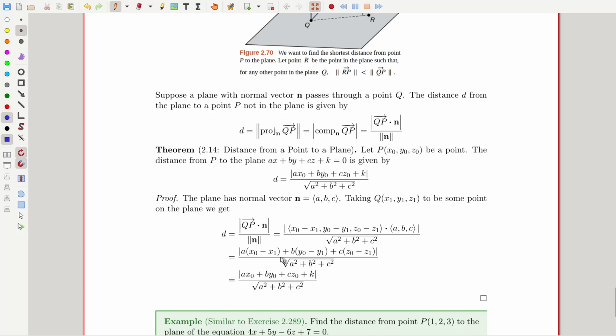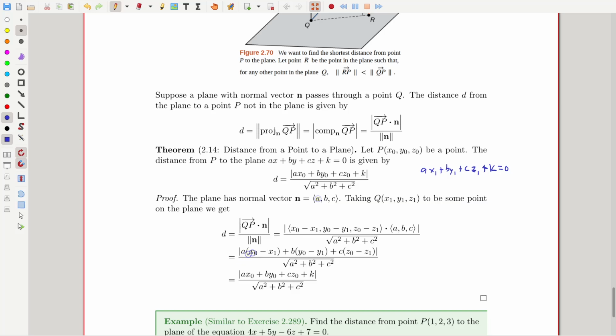And lastly, this is one step we maybe need to think about for a second. You distribute things out, and you can definitely see the first three terms coming from the x0, y0, and z0. But the x1, y1, and z1 seem to disappear. This is because we force the point x1, y1, z1 to lie on the plane. What that means is when I plug this point into this equation of a plane, it forces that ax1 plus by1 plus cz1 plus k is equal to 0.